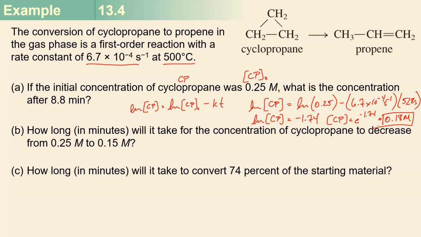Now, a similar question, we're just solving for something else. How long is it going to take for the concentration to decrease from 0.25 to 0.15? Well, natural log 0.15 equals natural log 0.25 minus 6.7 times 10 to the negative 4 per second times t. Notice that it wants this in minutes, so we'll have to do a little conversion when we're done.